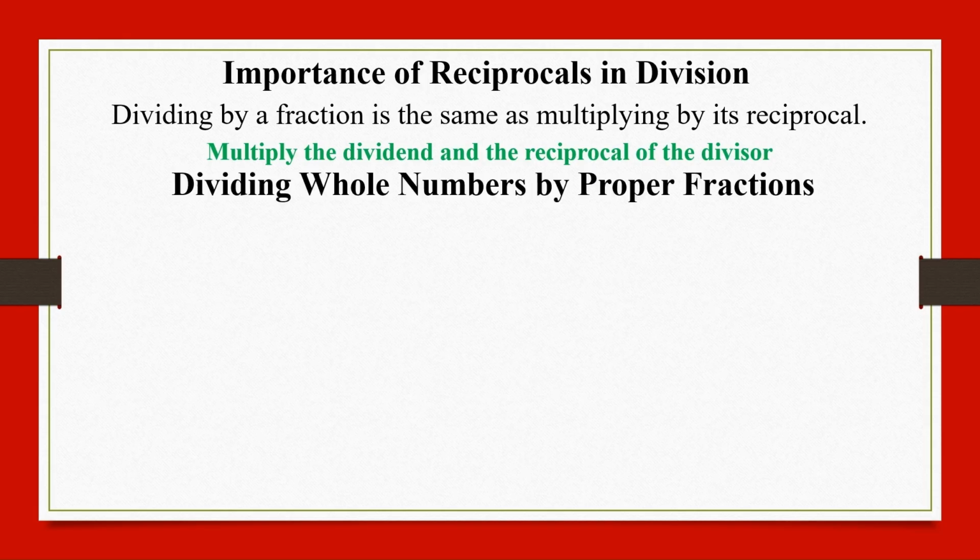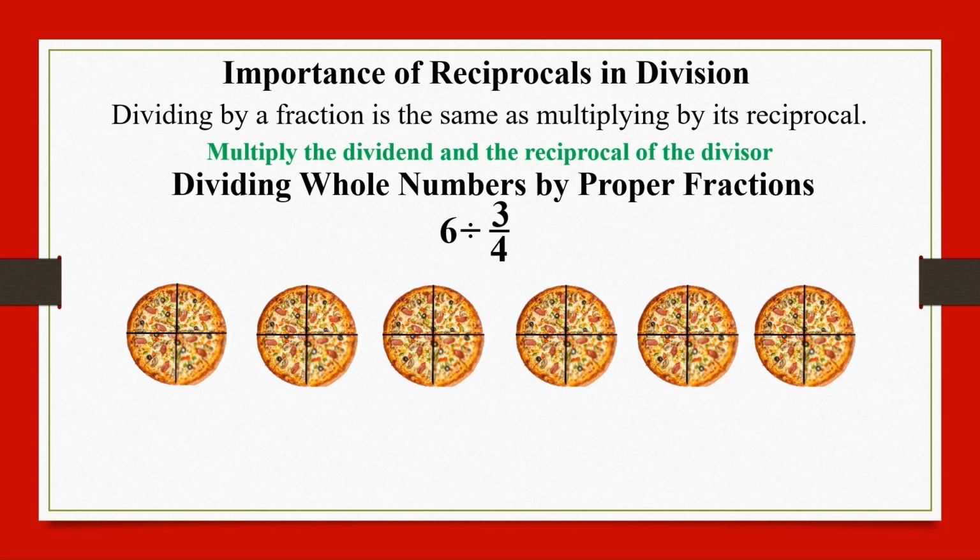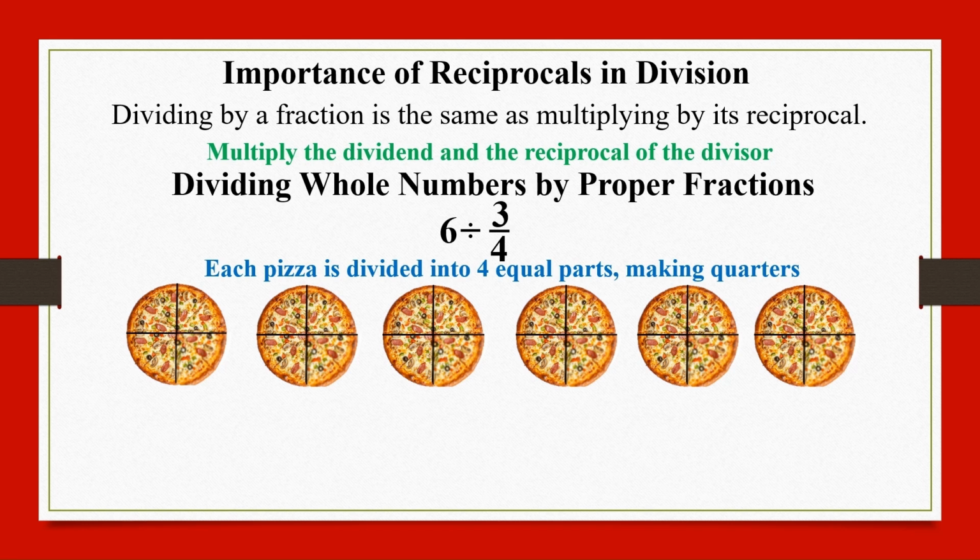Now we'll do the next type. Instead of unit fraction, we'll take a proper fraction. 6 divided by 3 by 4. Now to visualize this, I am going to take 6 pizzas. Now each pizza is divided into 4 equal parts, making quarters. In each pizza, you will find 4 quarter pieces.